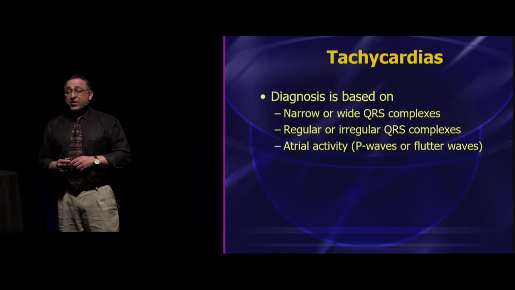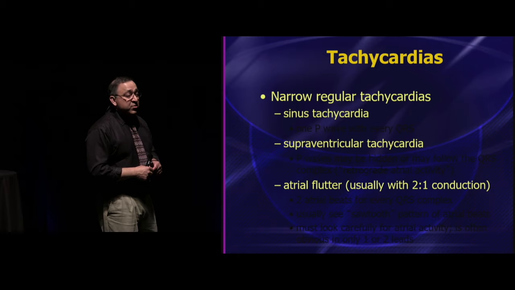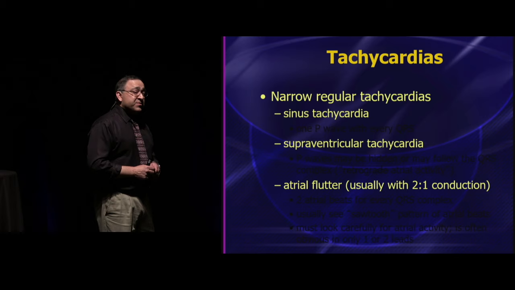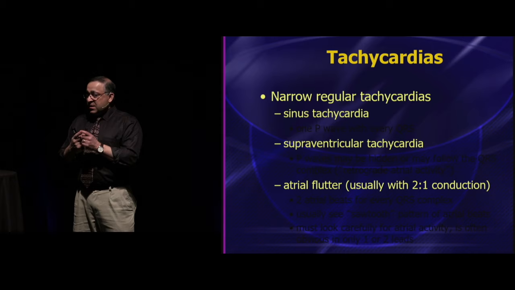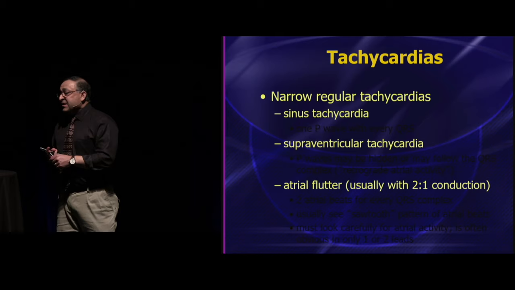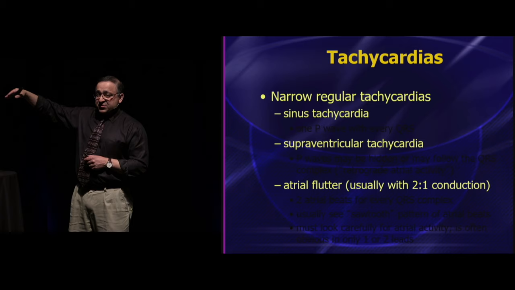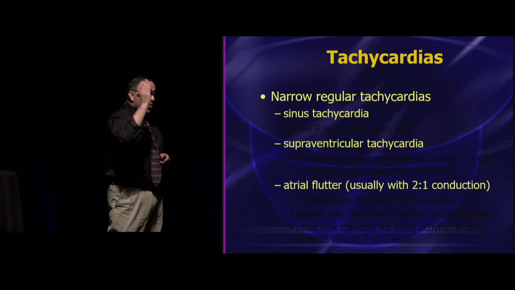All right, so first of all, let's talk about narrow, regular tachycardia. There's only three types of narrow, regular tachycardia. There's sinus tach, there's atrial flutter with 2-to-1 conduction, and there's SVT. How do you tell the difference between these three? You ask yourself, what's the atrium doing? With sinus tach, you've got one P with every QRS. So PQRS, PQRS, PQRS, PQRS, and so on.